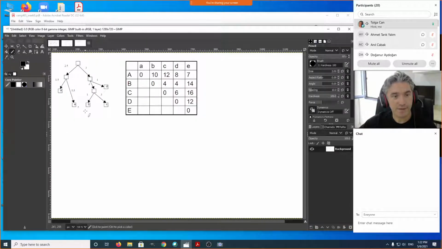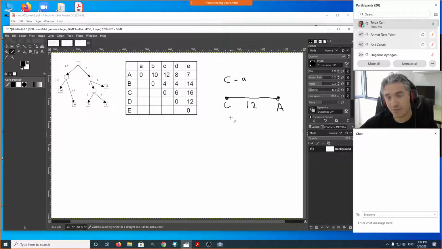Okay. Now, the algorithm is like this. Start with any pair of nodes. For example, let's start with C and A. They form the first branch in our tree, with whatever distance we have between them. So C here, A here, the distance between C and A is 12. So I write 12 here. So this is the first step.